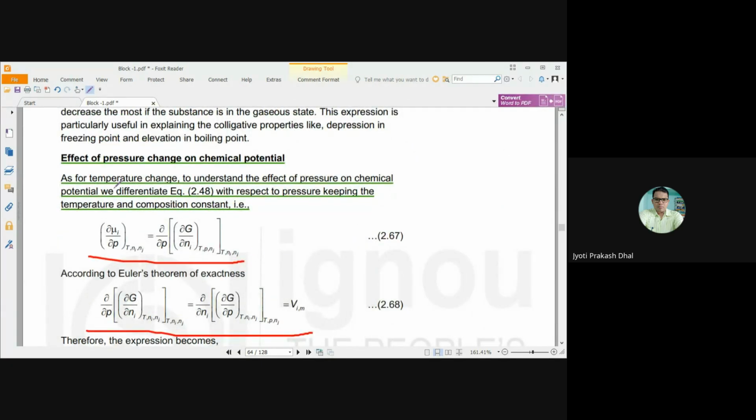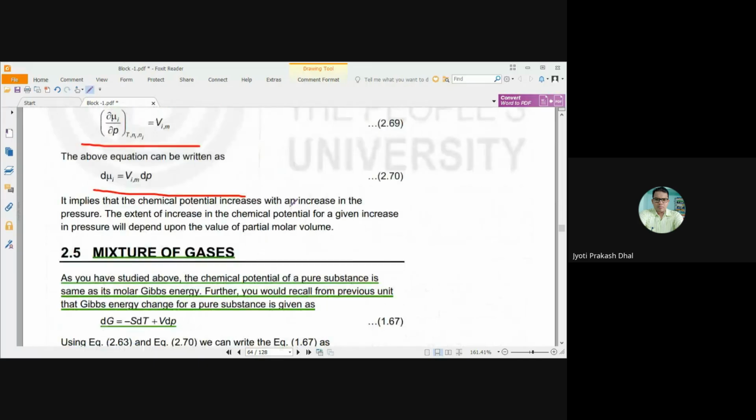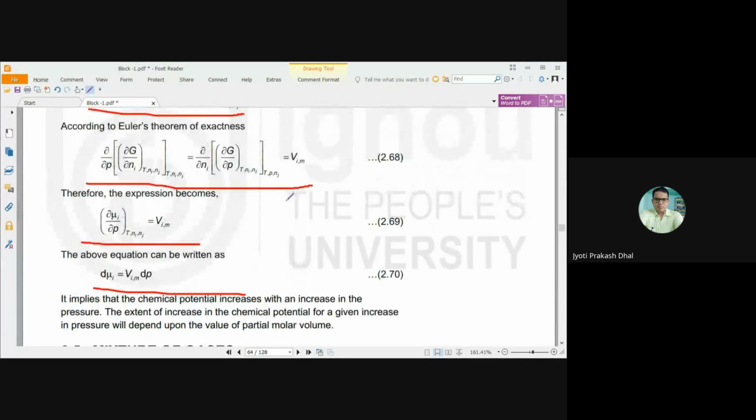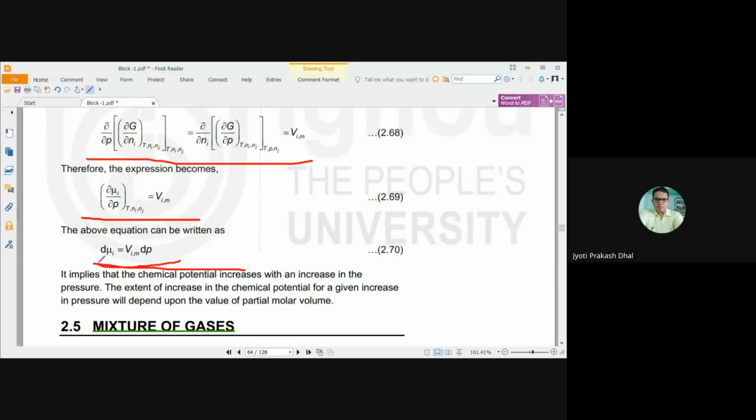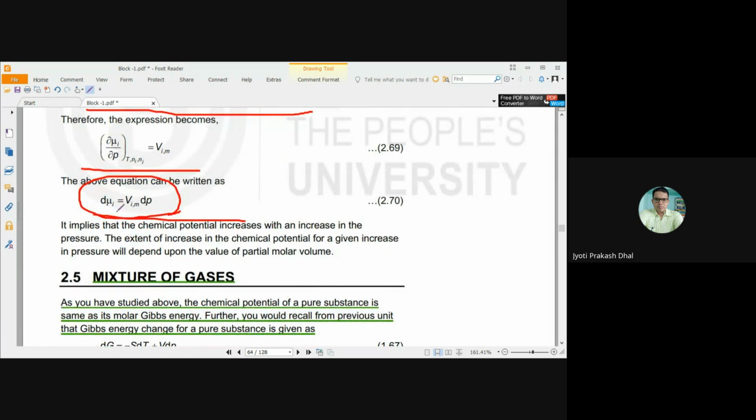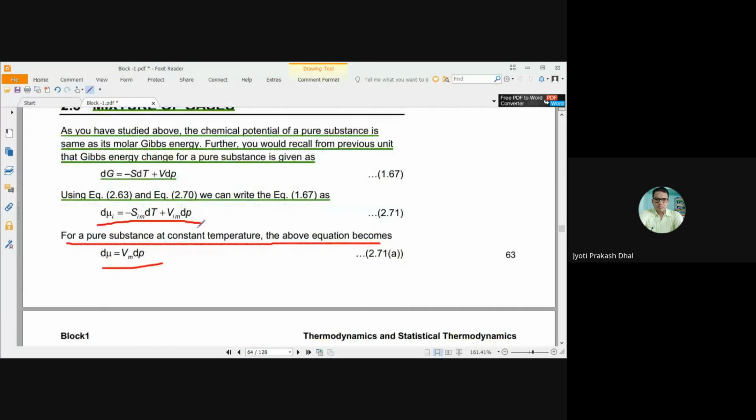And similarly, this is the effect of change of pressure on chemical potential. If we change the pressure at constant temperature, the entropy term will remain constant, so only the volume term will be there. So d mu i equals V i m dp.